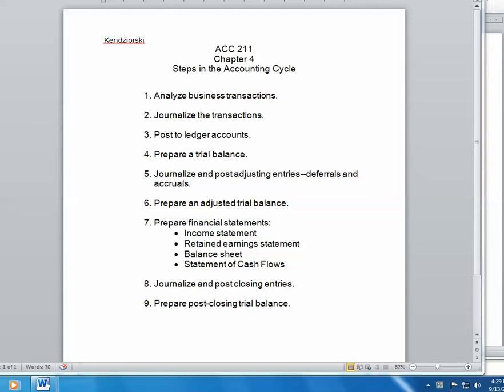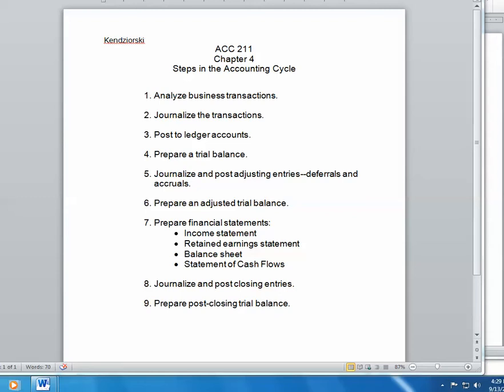Look at the first 4 steps. They should look familiar from chapter 3. Now what we're adding in this chapter are the adjusting entries in step 5 and also the closing entries in step 8. So this video and the next one also will talk about adjusting entries.